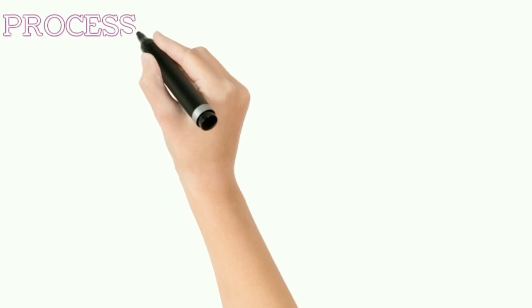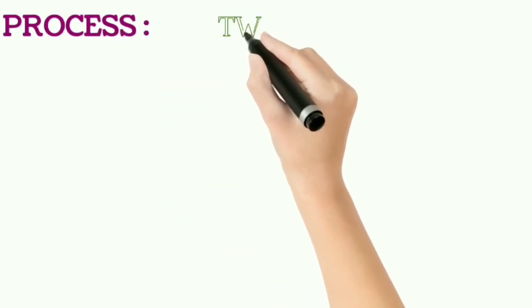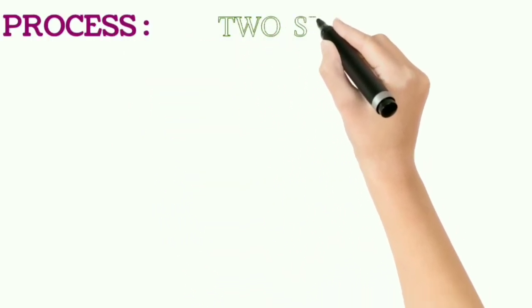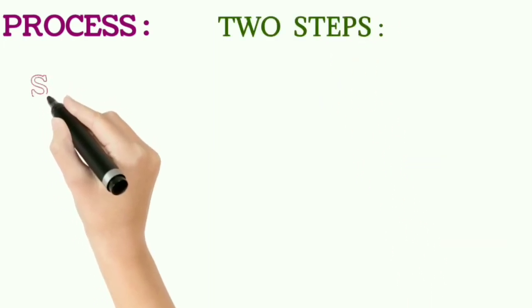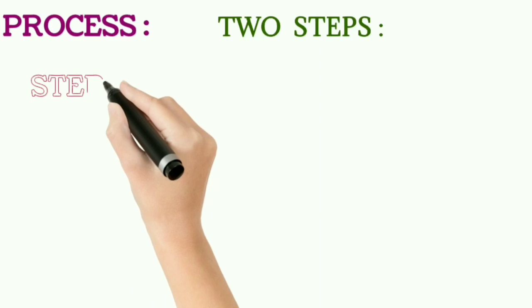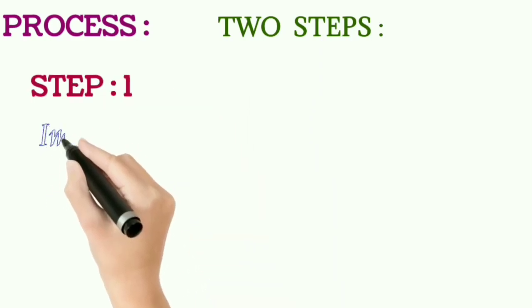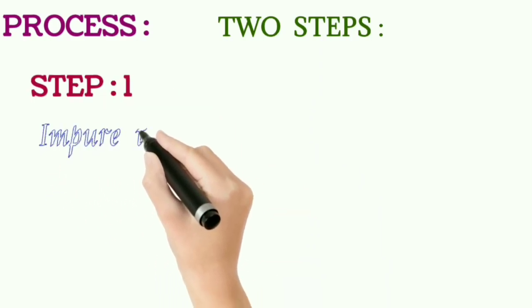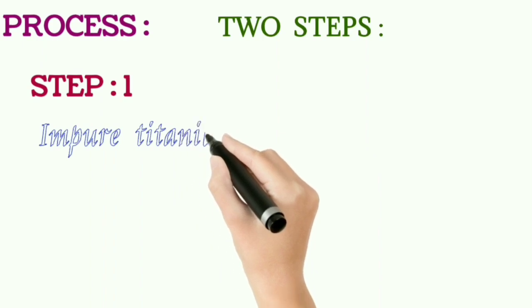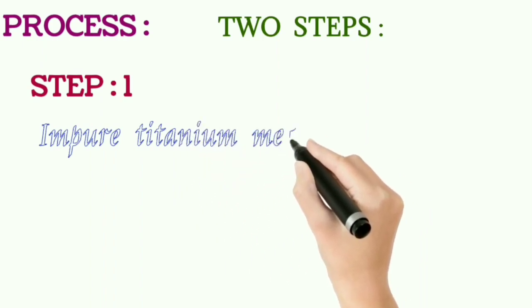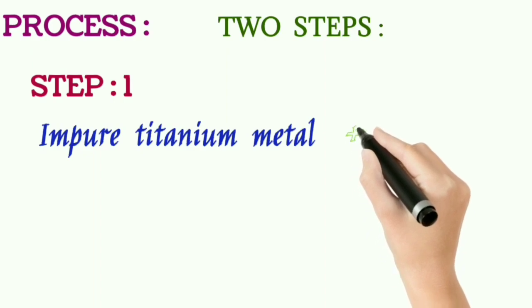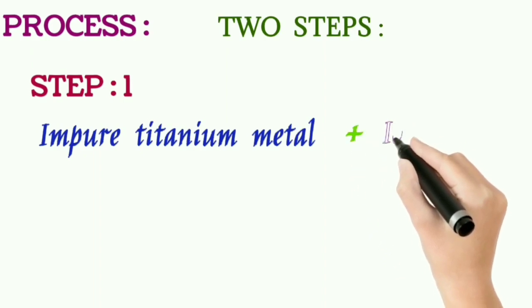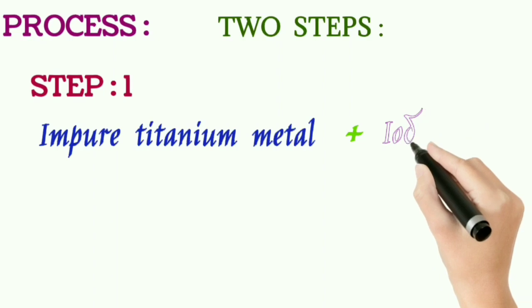Now, what is the process behind this Van Arkel method? This is carried out in 2 steps. So one, we have to form the volatile compound and then on decomposition we'll get the pure metal. Okay, step 1 is we are taking impure titanium metal. So the impure titanium metal is treated with a reagent here. Which is the reagent we are using here? Iodine is the reagent we are using here for the reaction to carry out.